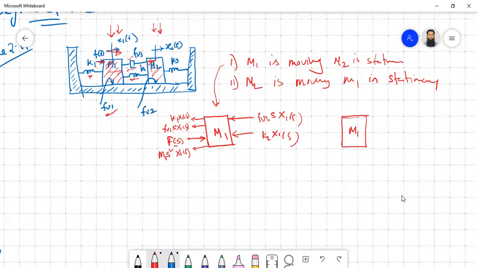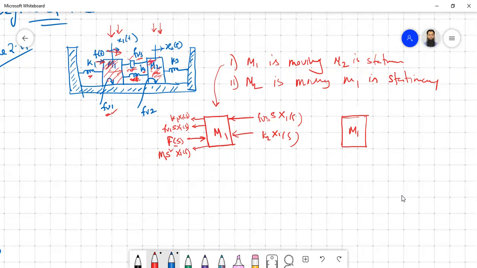This one is now moving. So if this one is moving, then what will happen? If this one is moving, then these two components, this one and this one, the spring will try to keep it in its own position, so it will try to force in this direction. Similarly, the friction will also be trying to force in the opposite direction.